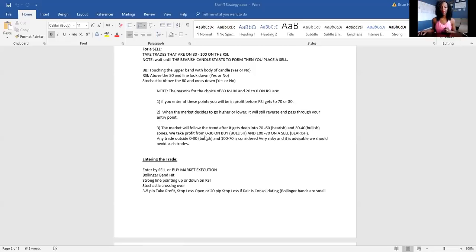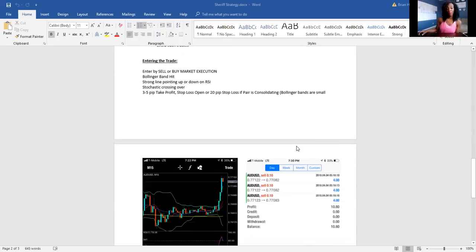We take profit from 0 to 30 on a buy and 100 to 70 on a sell. Any trades outside of 0 to 30 and 100 to 70 are considered very risky, and it is advisable we should avoid such trades. So let me show you an example.